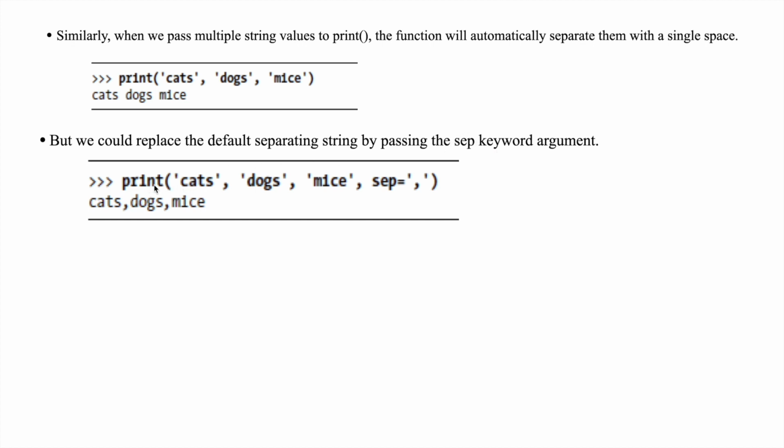For example, see, print cats. I am passing again the same arguments: cats, dogs, mice. But see the sep keyword. In sep, I am using a comma. So instead of a single space, whenever it displays the output, it will display with a comma. See, cats, comma, dogs, comma, mice. So in this way, to separate my arguments, I can use a comma using the sep keyword.